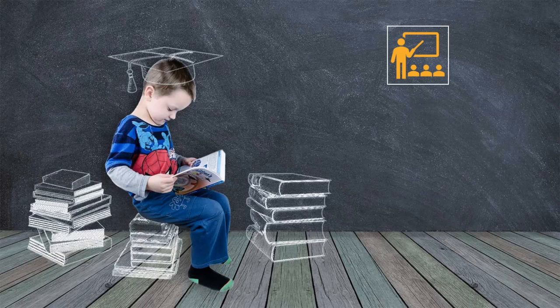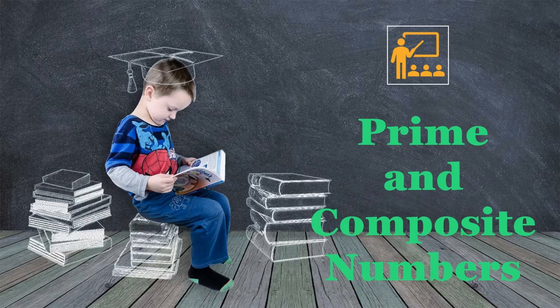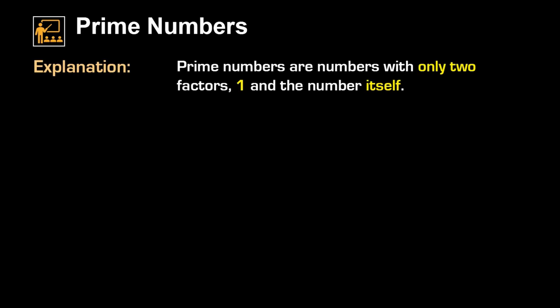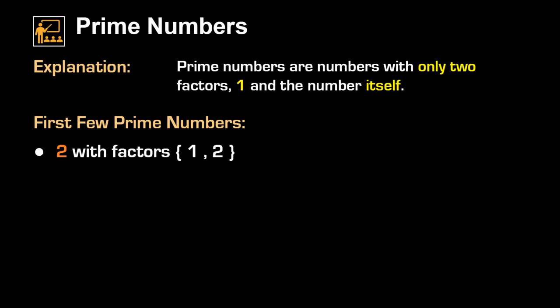Okay, the next topic of this tutorial, I will be looking at prime and composite numbers. Now, prime numbers are numbers with only two factors, 1 and the number itself. Only two factors. And I'm going to list the first few prime numbers, starting with 2, which is an even number, and it's also the only even number which is a prime number, because it has only two factors, 1 and 2.